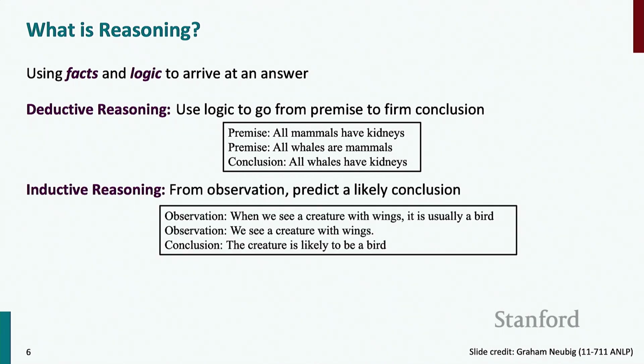A second form of reasoning is inductive, where given observations, we derive conclusions, okay? So maybe we've learned from experience that every time we see a creature with wings, it is usually a bird. And let's say we observe a state where we see a creature with wings. And using our experience, we can come up with this conclusion that the creature is likely to be a bird. So that form of reasoning is inductive, okay?